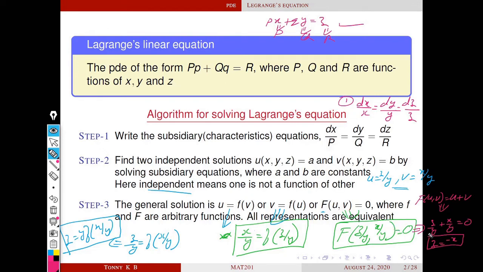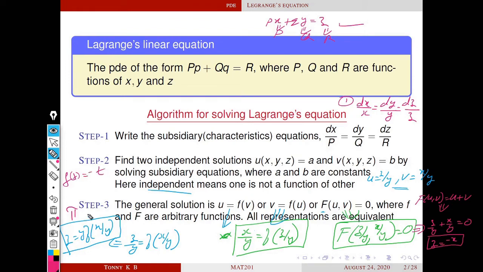You can also generate this same surface using the other two representations. For example, in this case, if we choose, what is f of t? We have to find z equal to minus x. So if we choose f of t as minus t, what happened?